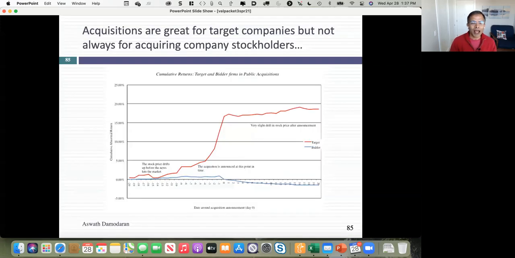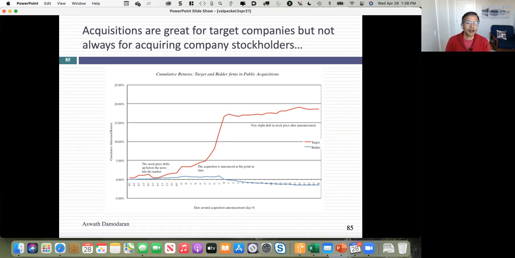So I'm going to give you the bad news on acquisitions first as a lead into what we're going to do on Monday. If you think about any acquisition, there are 2 parties involved, right? There's the acquiring company and the target company. If I gave you a choice of which of these 2 companies you would rather be the shareholder in, it's a no contest. If you look at target companies, this is what the red line is, what happens to target company stock price. 0 is the day of the acquisition, big jump in the stock price. Clearly, target company shareholders win in an acquisition.